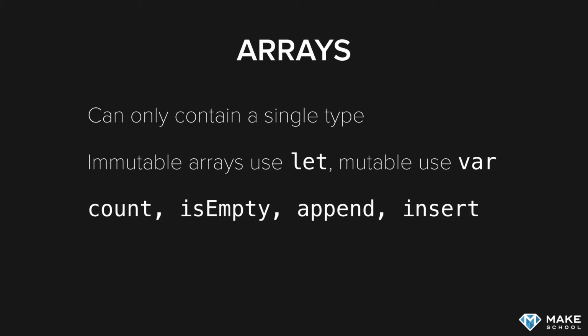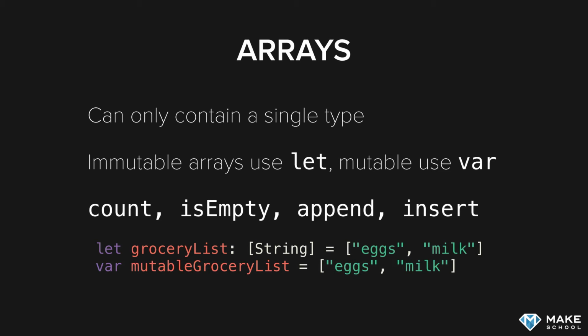Let's take a look at this in practice. When we say let grocery list equals open bracket eggs, comma, milk, close bracket, we are creating an immutable array. This means that we cannot change any of the values of grocery list, and we cannot append to it. This array is set, kind of frozen in time. But if we say var, the keyword being var versus let, when we say var mutable grocery list equals eggs, comma, milk, then we are creating a mutable array. We can change the values of this array later on. We can append to this array to change its size.